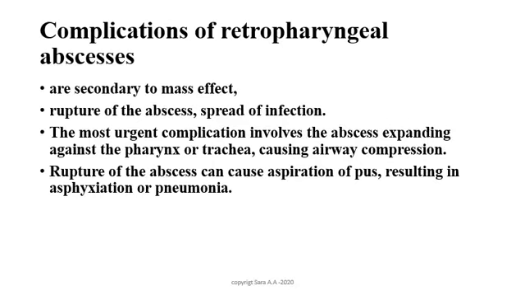Complications with pharyngeal abscess are secondary to mass effect, the rupture of the abscess, and spread of infection. The most urgent complication involves the abscess expanding against the pharynx or trachea, causing airway compression. Rupture of the abscess can cause aspiration of pus, resulting in asphyxiation or pneumonia.